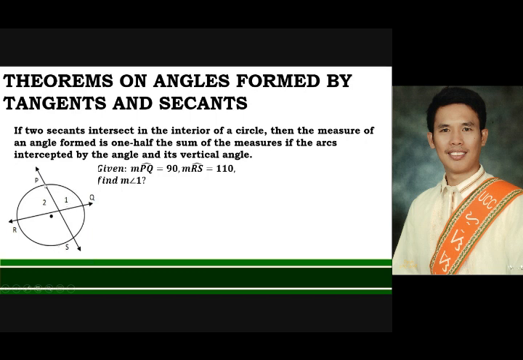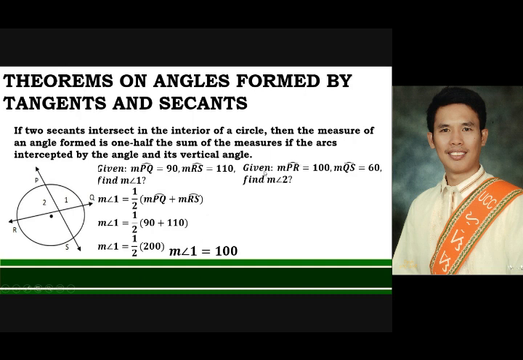So, ibig sabihin, yung arc PQ ay i-add natin sa measure ng arc RS. So, arc PQ ay 90 while arc RS is 110. Mangyayari, it will become 200, then multiplied by 1/2. Therefore, the measure of angle 1 is 100 degrees. How about angle 2 ngayon? Kunyari, hanap na sa angle 2.